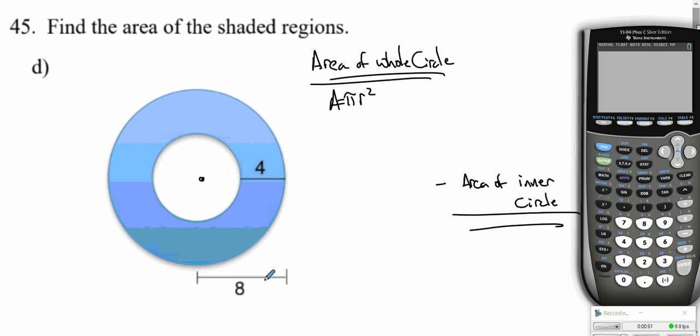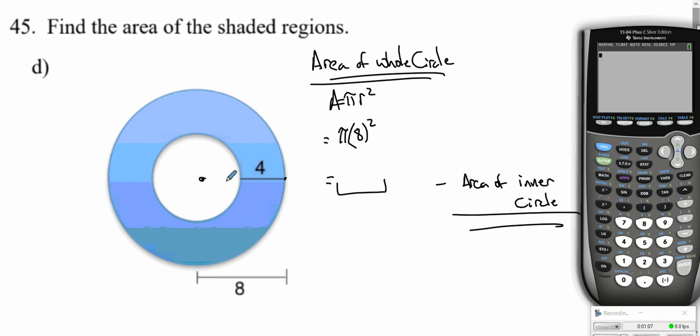Radius is right here, 8. It's 8 all the way to the edge. So area is going to be pi times 8 squared. Okay? So that's going to be the area of the whole circle.